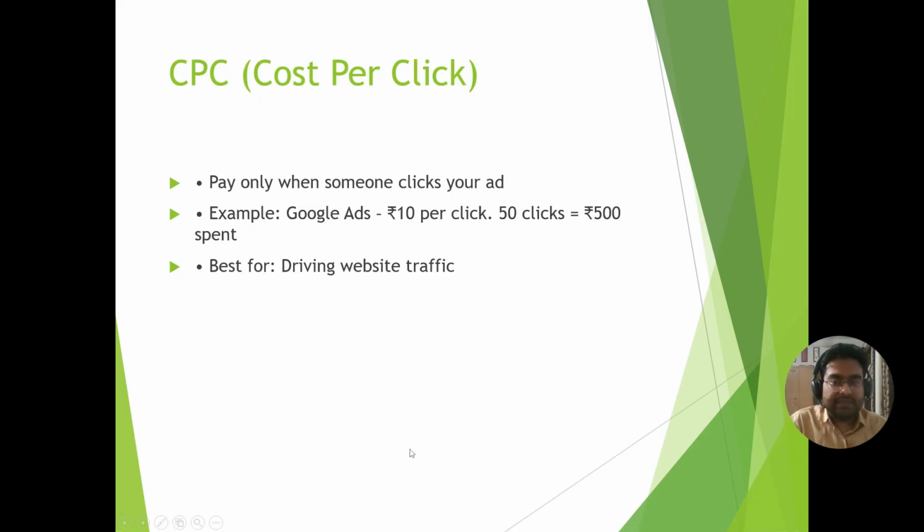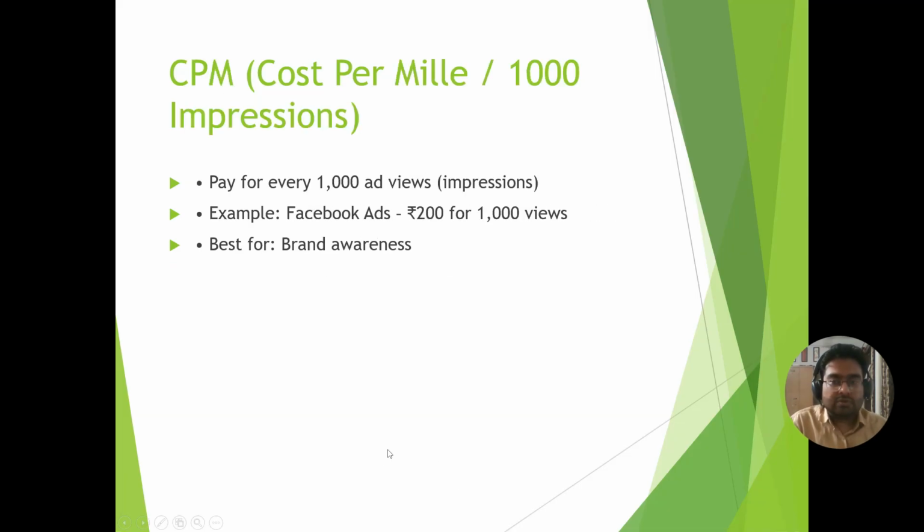Then comes the CPM. CPM means cost per mille, or cost per thousand impressions. This is all about impressions. You pay for every thousand people who see your ad. For example, you run a Facebook ad campaign and Facebook charges rupees 200 for 1000 impressions. So even if no one clicks, you still pay rupees 200 for the 1000 impressions. It is good for brand awareness, for example, when Coca-Cola just wants everyone to see their ad.